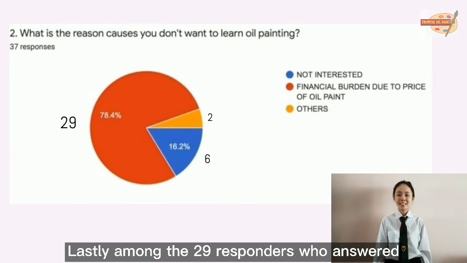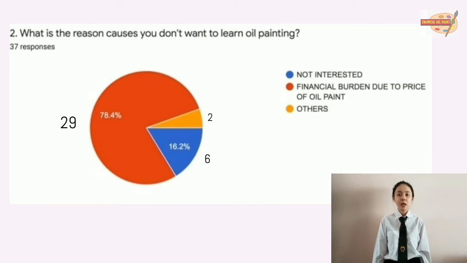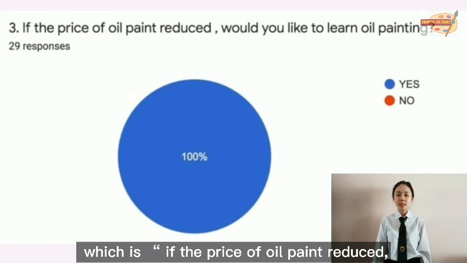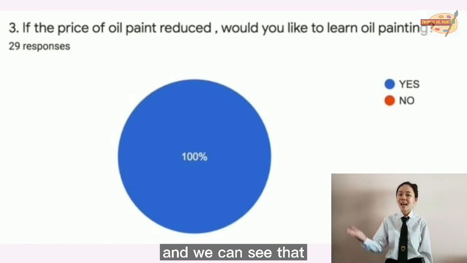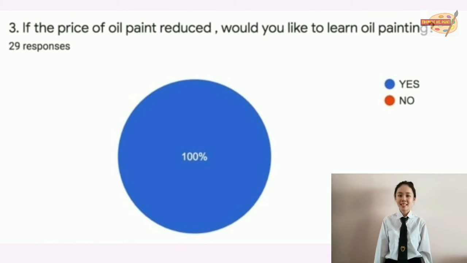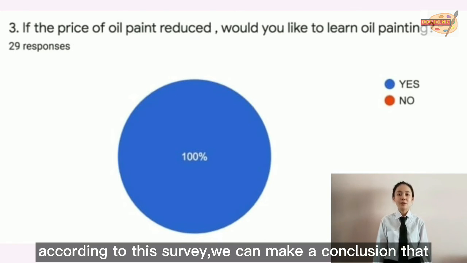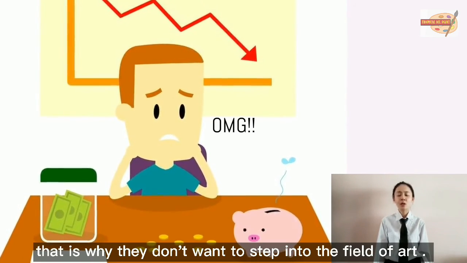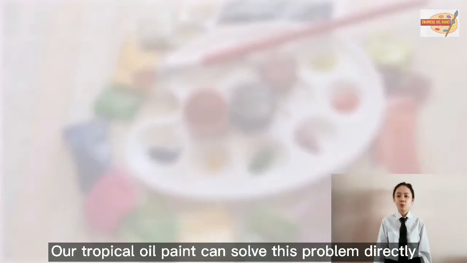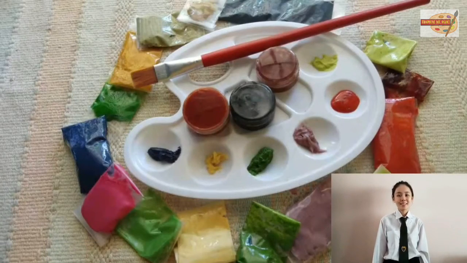Lastly, among the 29 respondents who answered financial burden due to price of oil paint, we asked them the third question, which is, if the price of oil paint reduced, would you like to learn oil painting? And we can see that the result is 100% yes. Hence, according to this survey, we can make a conclusion that most of the teenagers face financial problems, and that is why they don't want to step into the field of art. Our tropical oil paint can solve this problem directly.